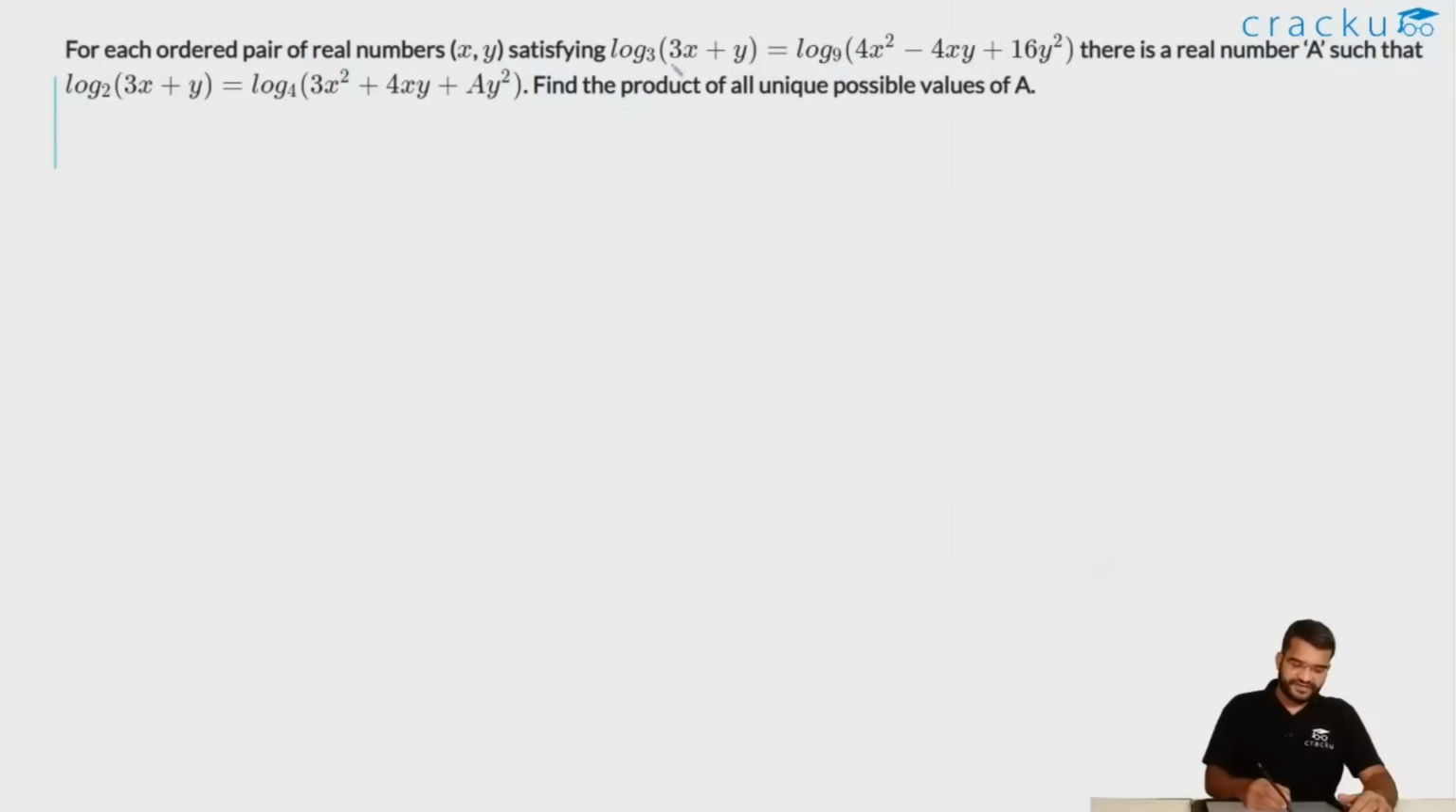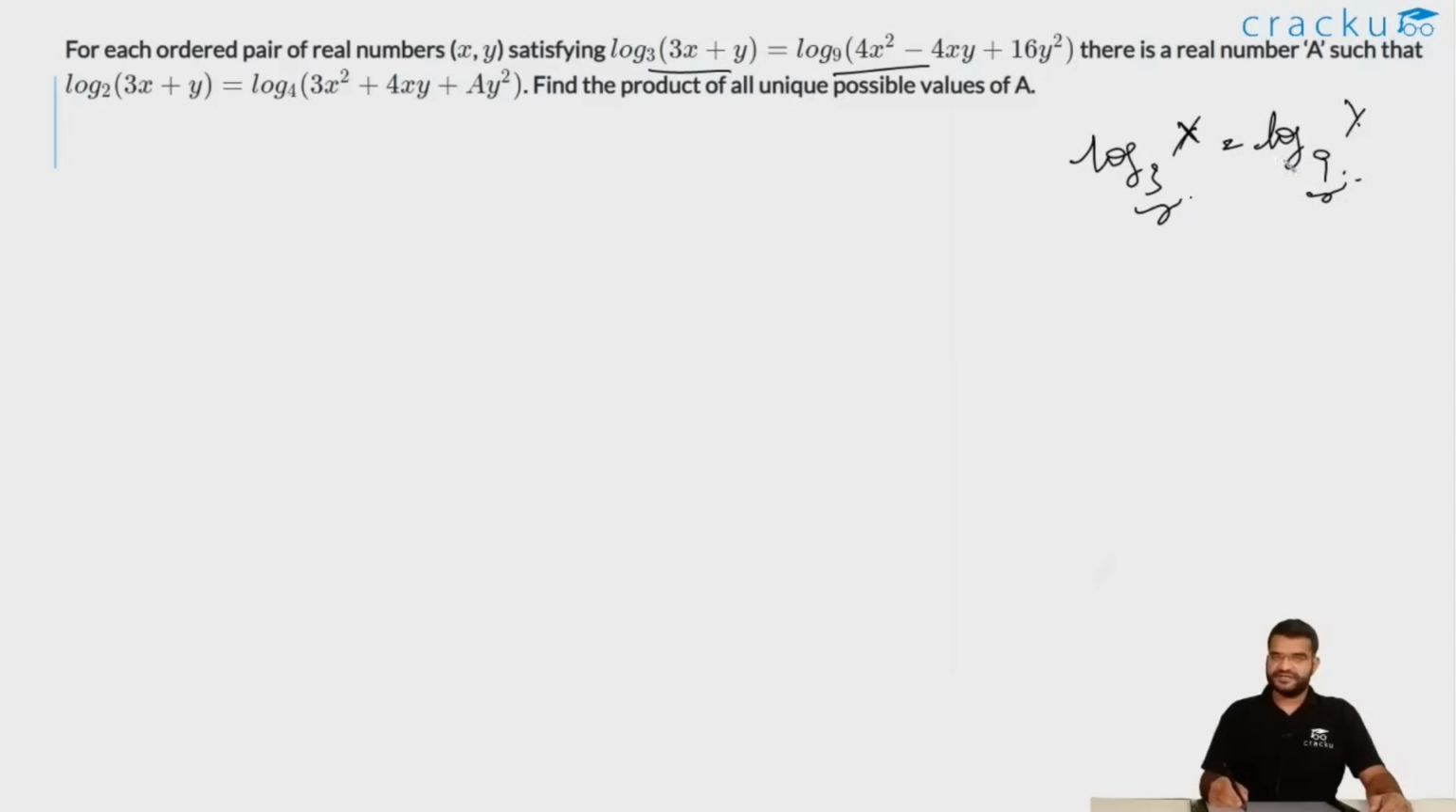In this question, we are given an equation. We are told that there are two numbers x and y such that log of 3x plus y to the base 3 is equal to log of 4x square minus 4xy plus 16y square to the base 9. So if you're looking at it, the left hand side is log x to the base 3 is equal to log of y, some other number. If say x is a variable, y is another variable, log y to the base 9. The base on the left hand side is 3 and the base on the right hand side is 9.